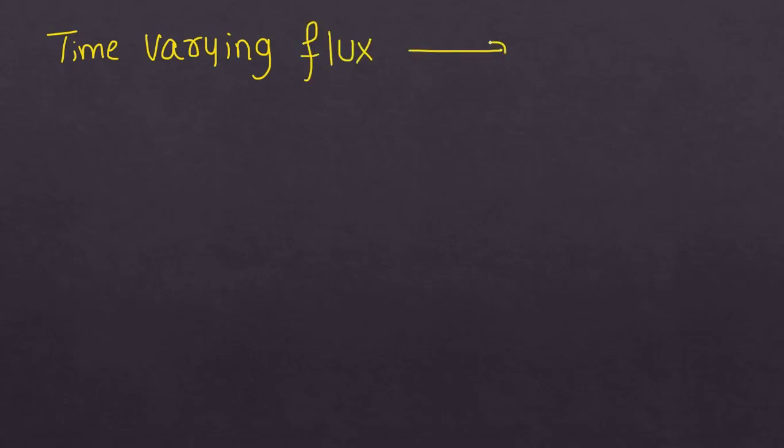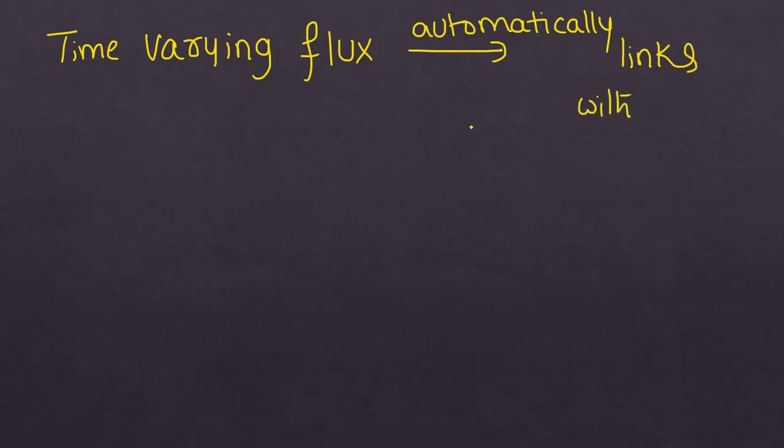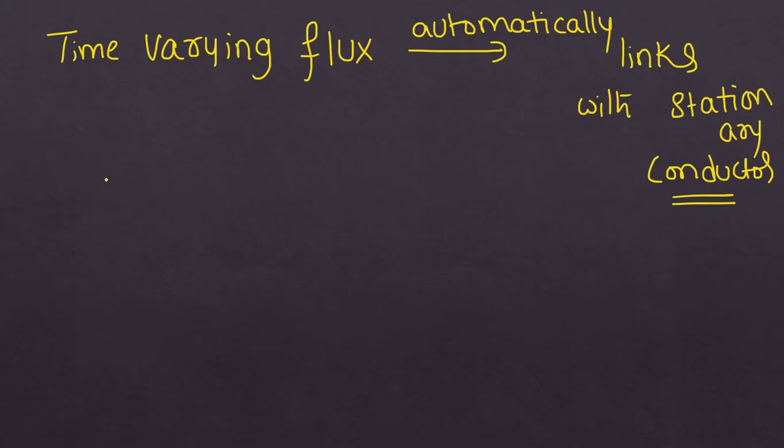Now next we are going to discuss time varying flux and how it links with a conductor. Time varying flux automatically links with a conductor. There is no need for either of them to be moving. It automatically links with a stationary conductor. So if the flux is time invariant DC flux, either the flux or the conductor should be moving. If the flux is time varying, it automatically links with the stationary conductor.